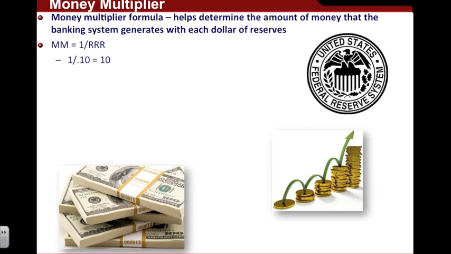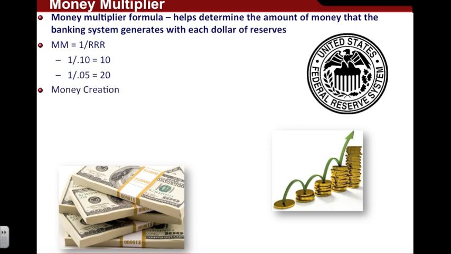Well, what does this 10 actually represent? The 10 represents the multiplier. So how much could a deposit grow to if banks were to loan all of their excess reserves? All right, well anyway, here's another example. Let's say that the required reserve ratio was 5%. Well, then the money multiplier would increase to 20. 1 over 0.05 is 20.